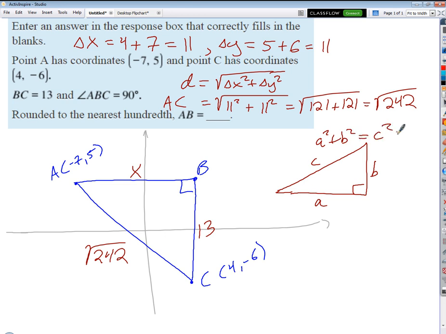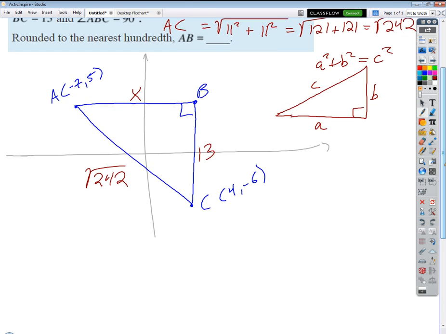Okay, so for us over here, we don't have A's and B's and C's. What do we have? A, B, and X. So we've got X and 13 as the legs, and the hypotenuse is the square root of 242. How do I know this is the hypotenuse, by the way? How do I always identify the hypotenuse in a right triangle? It's not connected to the 90 degrees. In other words, it's opposite the right angle, isn't it? It's always the side that's opposite the right angle.